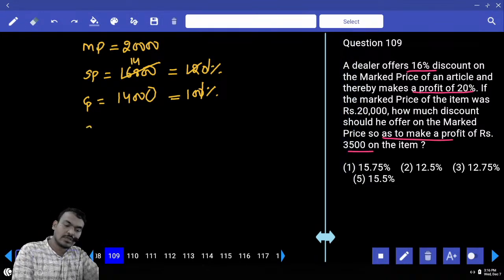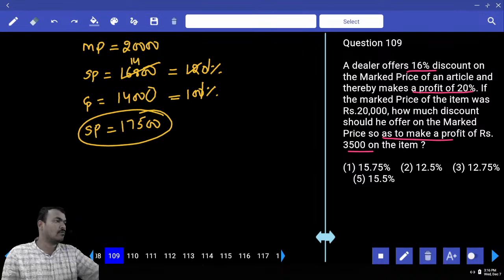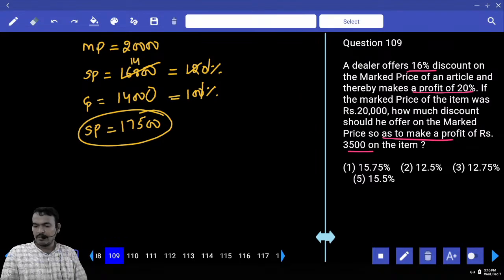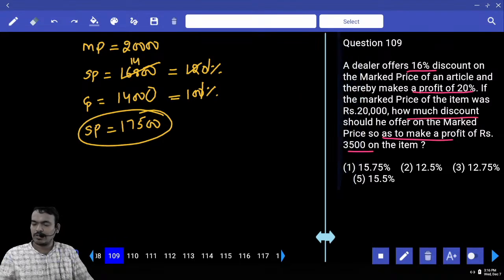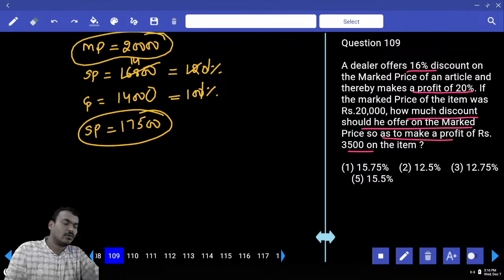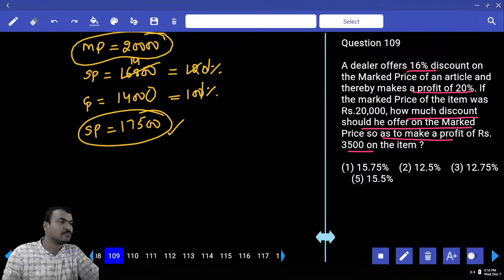3,500. Means the new selling price is how much? 17,500. Yes or no? Cost price 14,000, profit is 3,500, selling price is 17,500. What is the question here? How much discount should you offer on the market price? What is the original market price? 20,000. What is the final selling price? 17,500. What is the discount value?